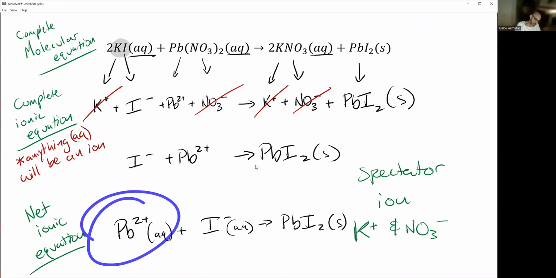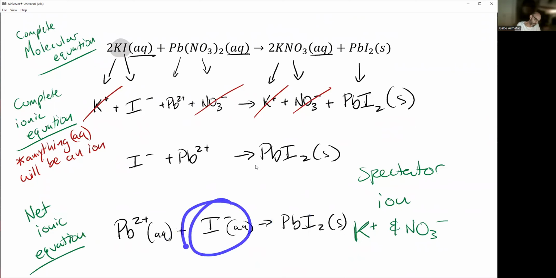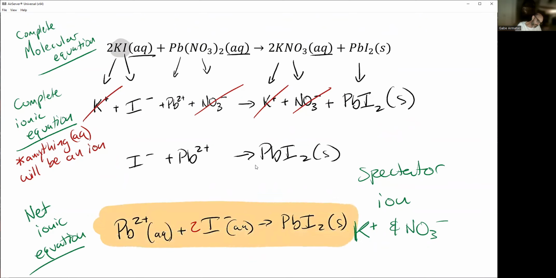I have one lead here. I have one lead here. That's good. I have one iodine here. I've got two iodines there. So I'm going to toss a 2 in front. Okay, there we go. Job done. This is my net ionic equation.